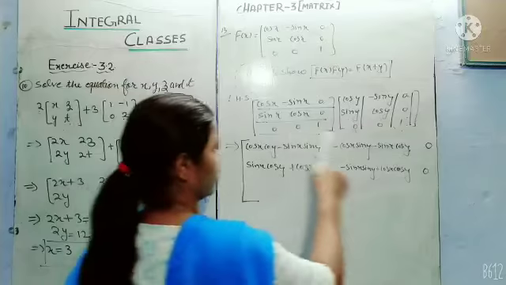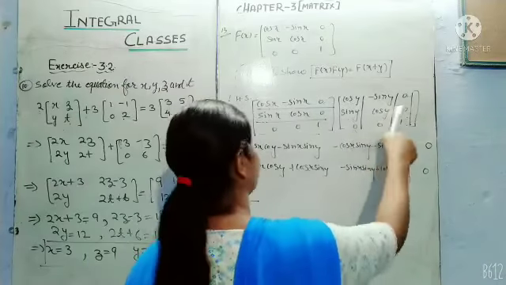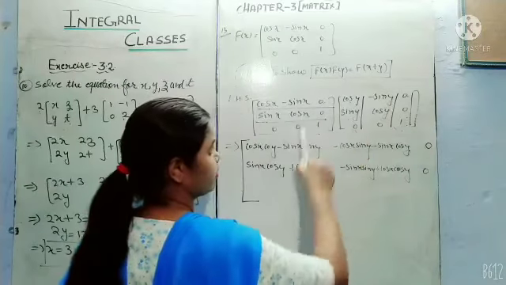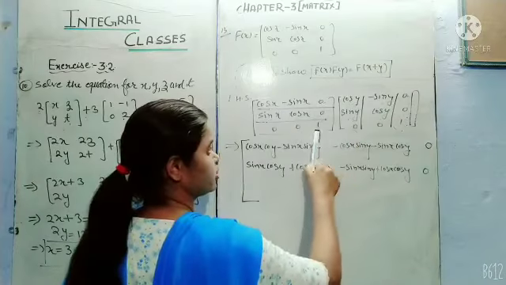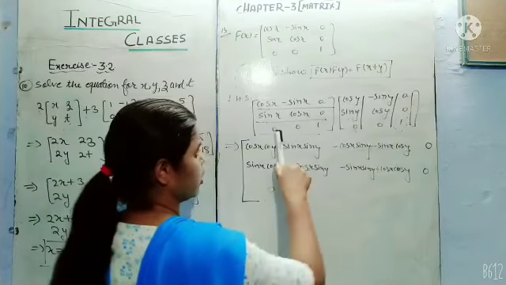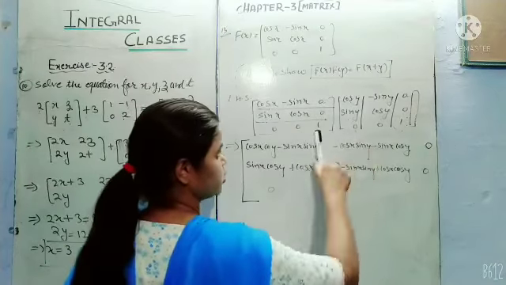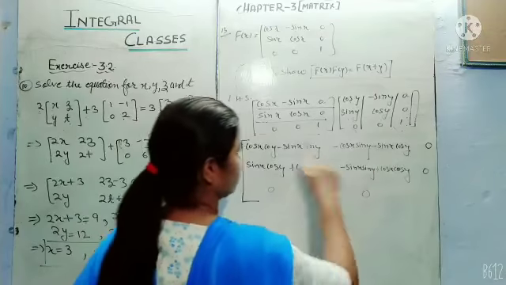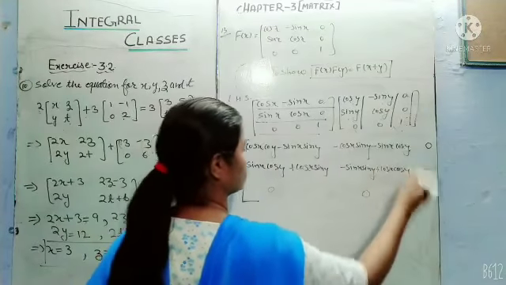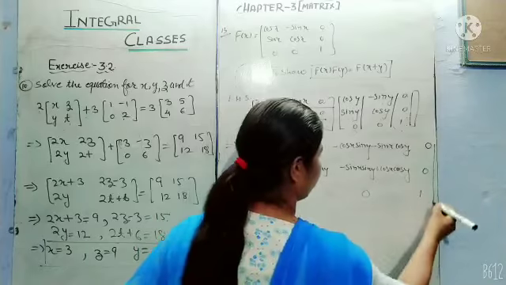Okay, again the third row multiplied by all of these columns. Then it will become 0 into this, 0 into this, 1 into 0 is 0. Again 0 into this, 0 into this, 0. So it will be 0. And here 0 plus 0 plus 1, it will become 1.